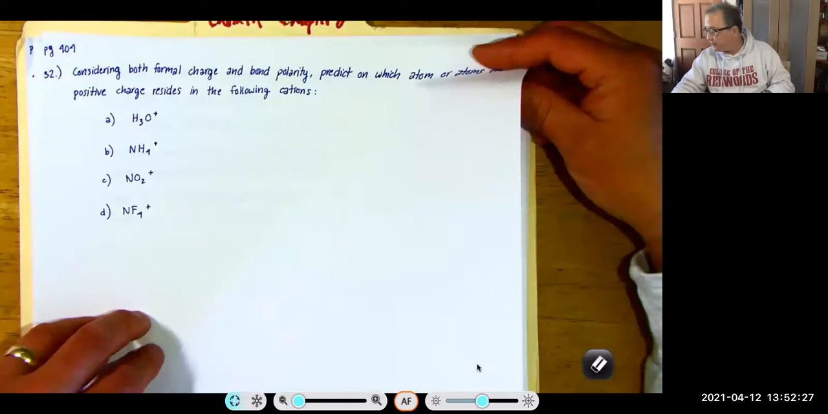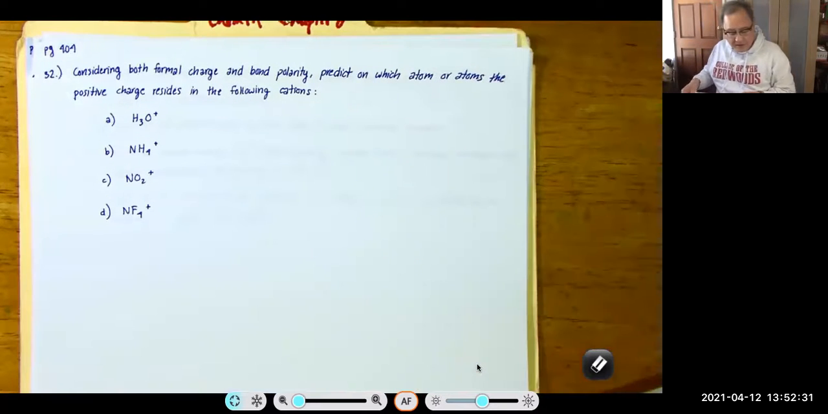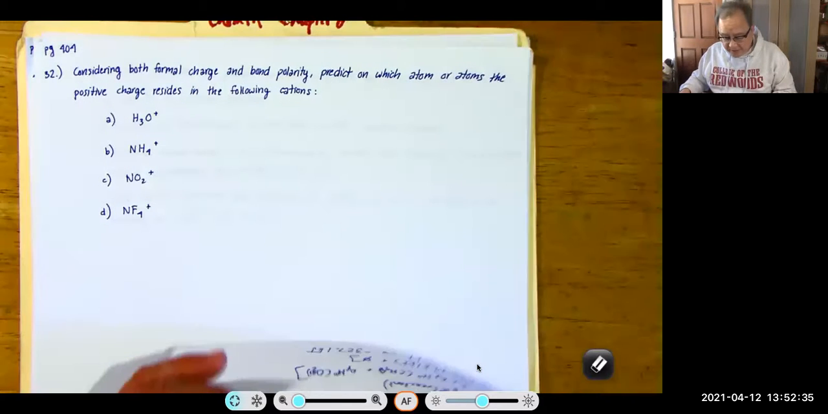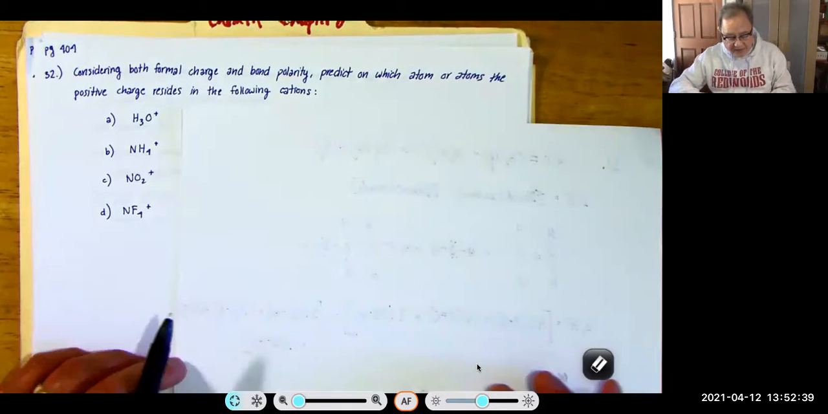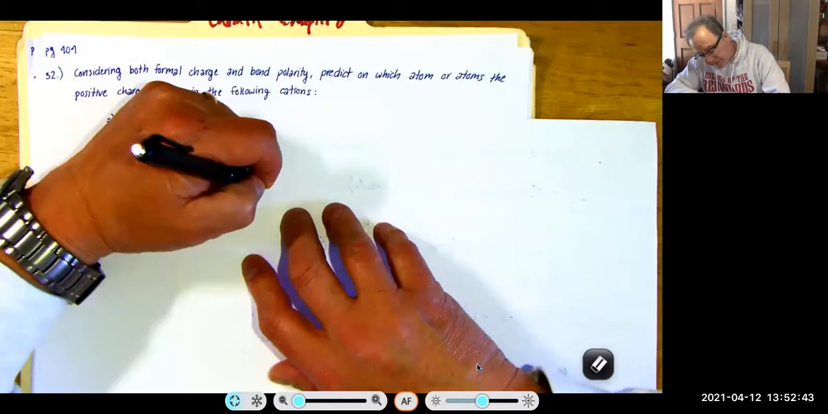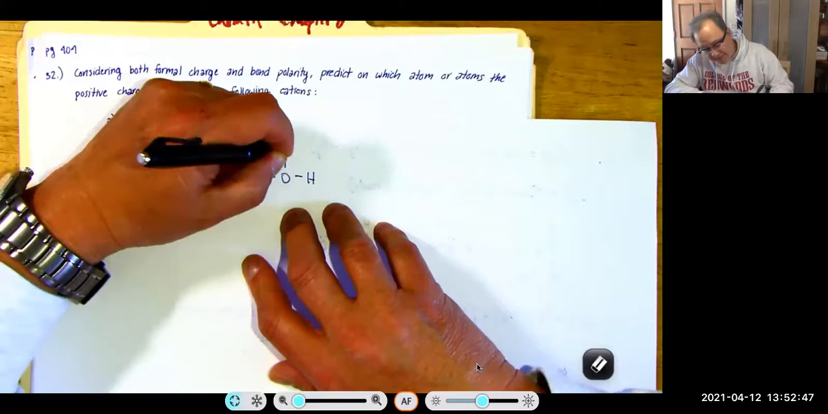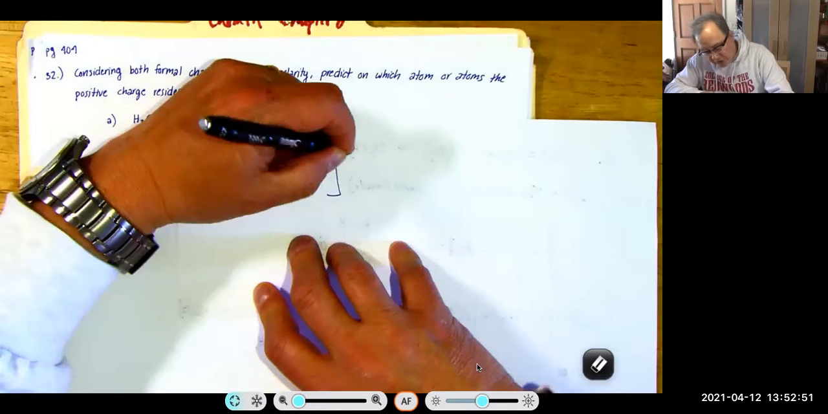Okay, this is an interesting one that can be done fairly quickly. Considering both formal charge and bond polarity, predict on which atom or atoms the positive charge resides in the following. So H3O+ has 8 electrons, and so this is what it looks like. So that's the Lewis structure.